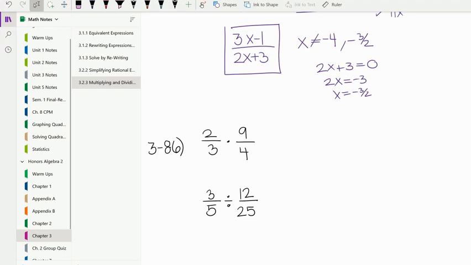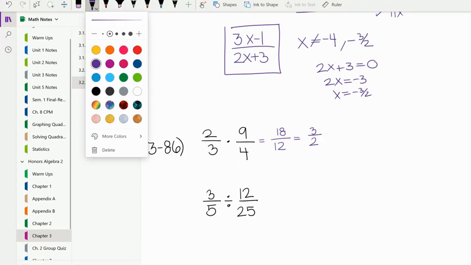So we absolutely can multiply straight across, right? 2 times 9 is 18, and 3 times 4 is 12, and then we can just reduce that. Well, what do both 18 and 12 have in common? They have 6, so this would be 3, and then 12 divided by 6 would be 2. And did I write down the problem wrong? 2/3 times, yes, I did, times 9/14. That's why I was getting something different.